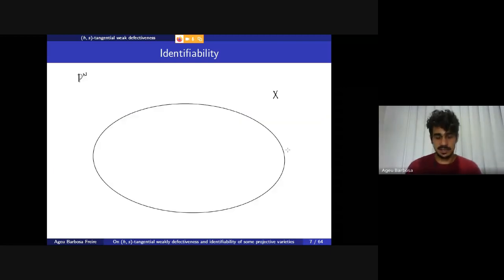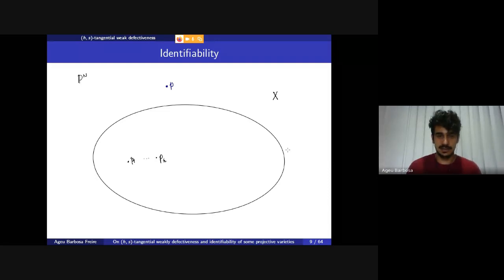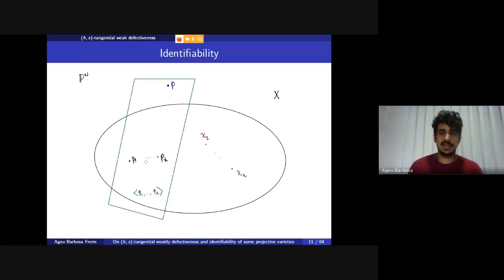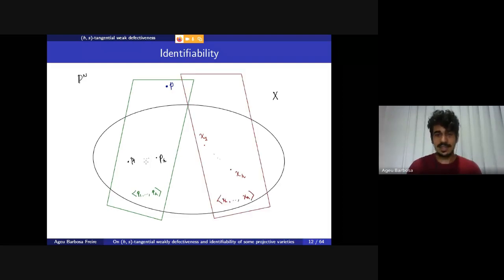Let me just draw a picture. We have X here inside P^N, non-degenerate, and we consider a point P. Saying that this point is h-identifiable with respect to X means that there exist h points in X such that when we take the linear span of these points, the point P is inside this linear span. And moreover, these points are unique. It means that if you consider another h-tuple of points in X and the linear span of them, the point P cannot be in this linear span.